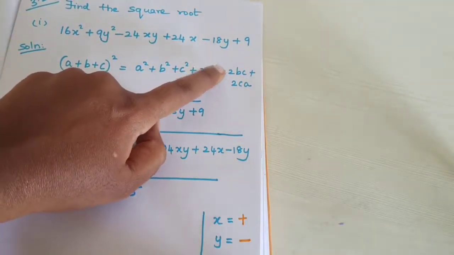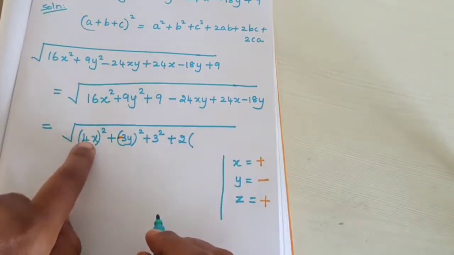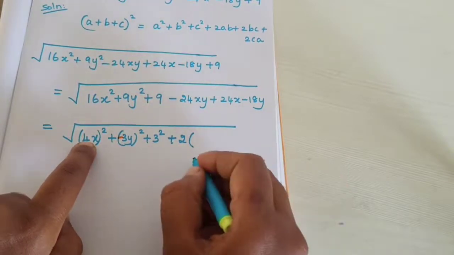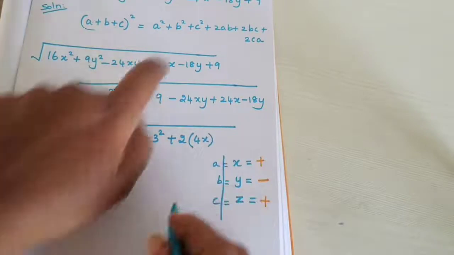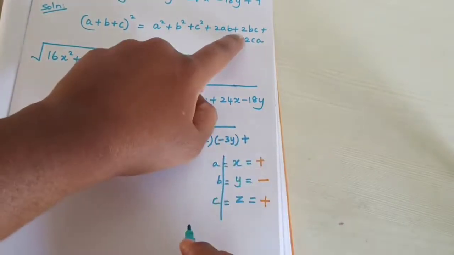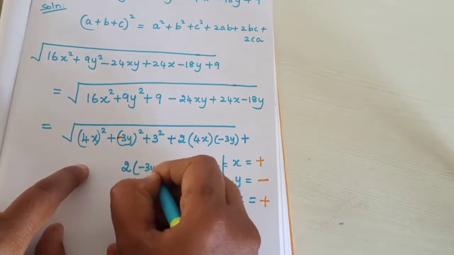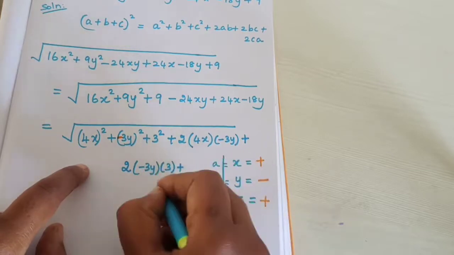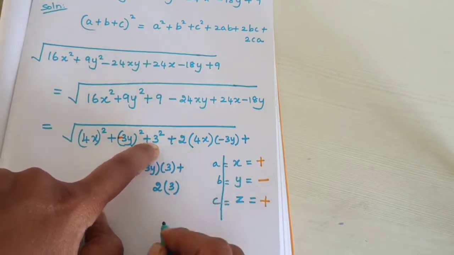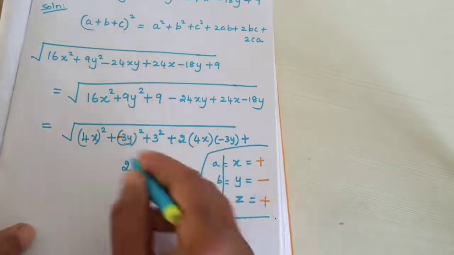Fourth term, plus 2ab. So plus 2 into, what is a? A means first term. Here, a, b, c. That means a means 4x into b minus 3y, plus 2bc. So 2bc, b into c, minus 3y into 3, plus 2ca. C means 3 and a means 4x. Okay, these are all rough work and it will come here.